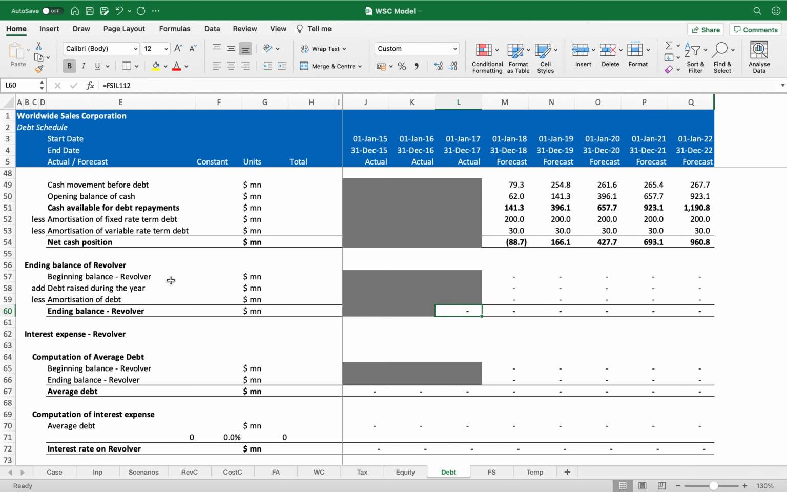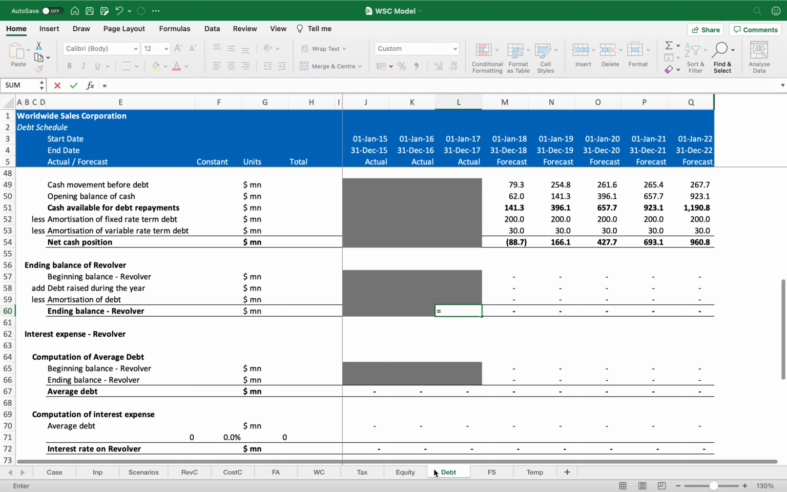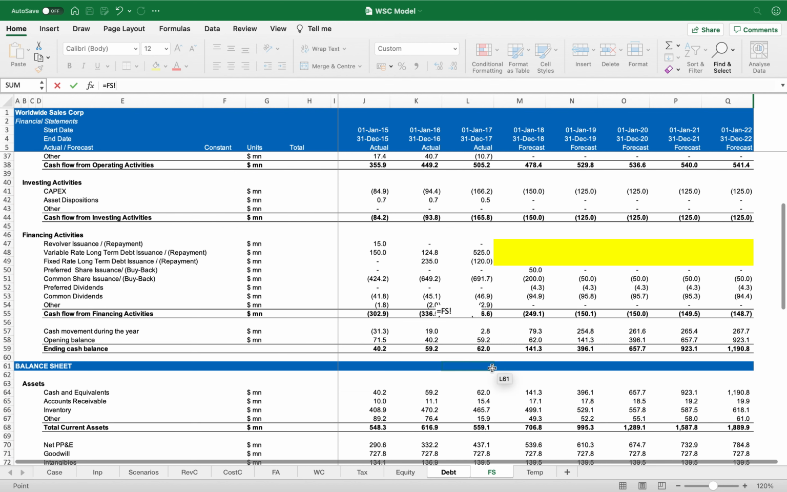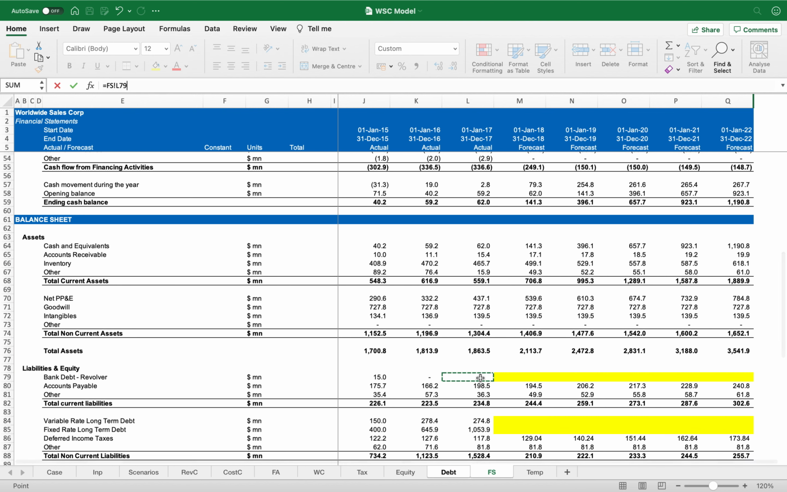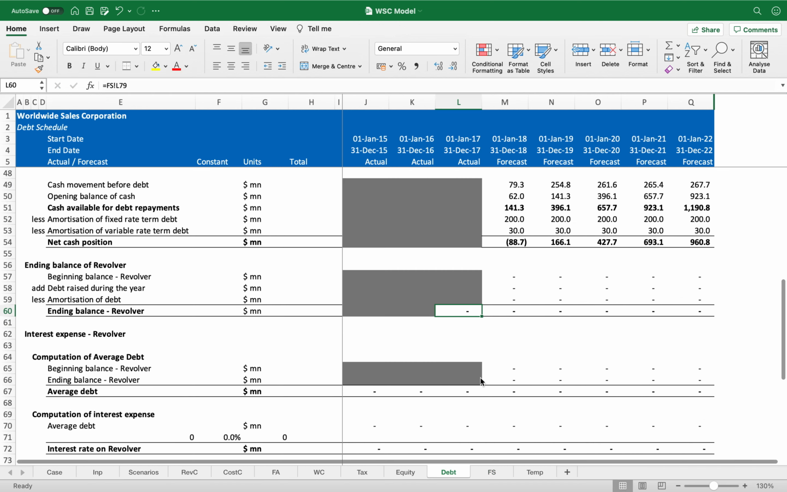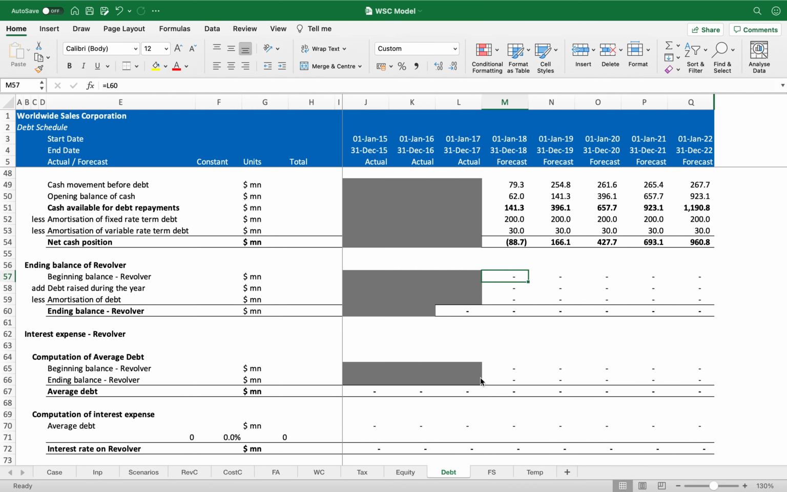Okay, now do we have an ending balance for 2017? Let's check the financial statements. Balance sheet, where is revolver? It's zero, but still we will have to link it. Now, for the debt raised during the year, that means draw on a revolver. That means you're drawing on your revolver.